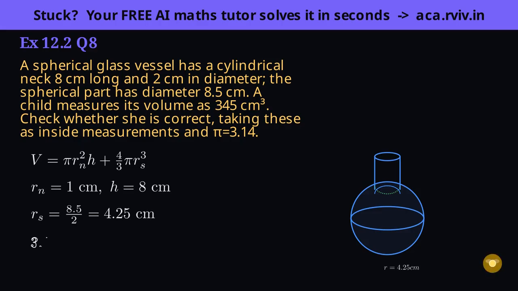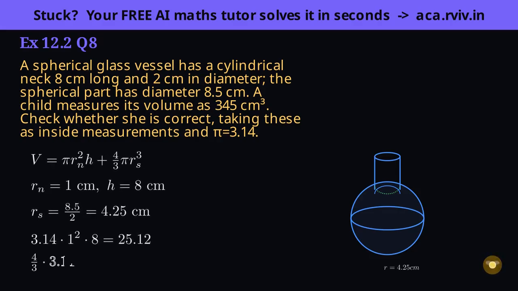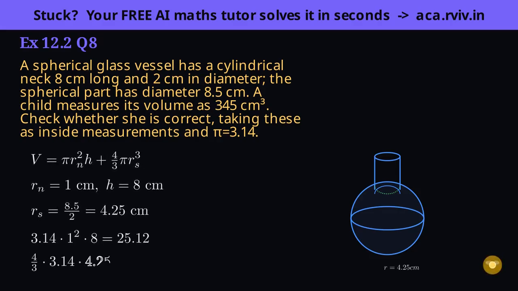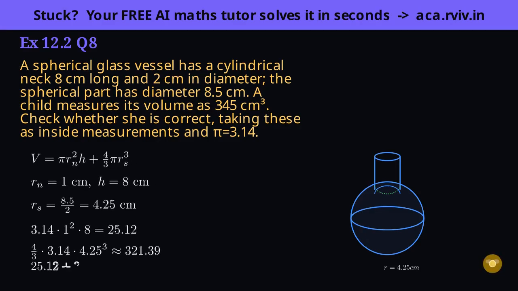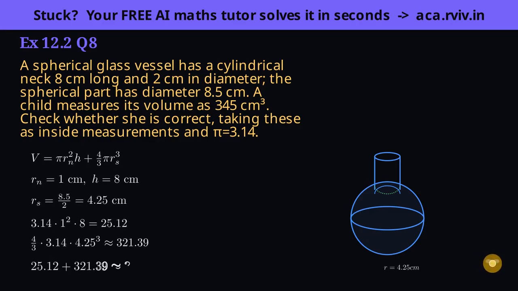Neck volume is pi r squared h, radius 1 squared, times 8, times pi 3.14, a modest 25.12. Sphere volume is 4/3 pi r cubed, 4.25 cubed is the big driver, about 321.39. Add the neck and the bulb for the true volume, about 346.5 cubic centimeters.